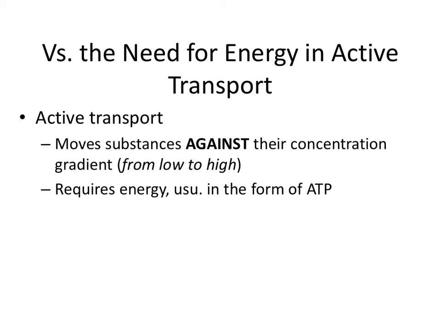Often in the body, though, things need to move the other direction. They need to move from low concentration to high concentration to kind of build up a supply on one side of the cell. To do that, since it's sort of the unnatural way to do it, the non-physics way, it does require energy, and usually the energy is in the form of ATP, which is what gets made in the mitochondria from sugar.